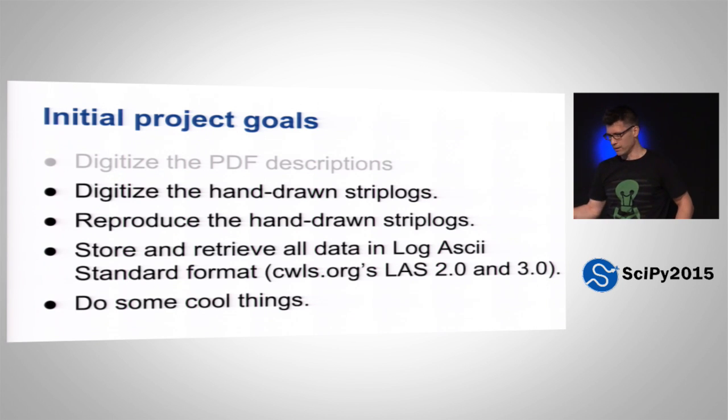We thought about trying to do character recognition and all this kind of thing. It's totally impossible, as far as I'm concerned, in human timescales. So we sort of gave in and did it with humans. And then we take those hand-drawn strip logs that I just showed you and make them into real digital data that we can use, and reproduce those hand-drawn strip logs.